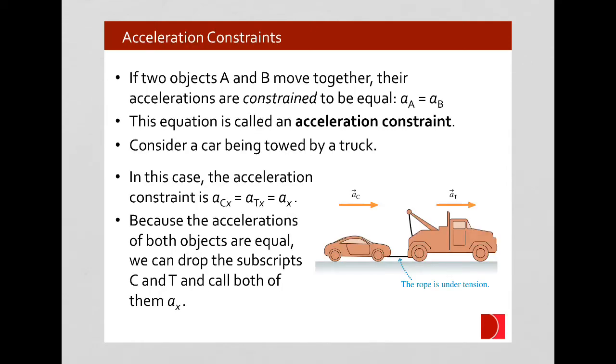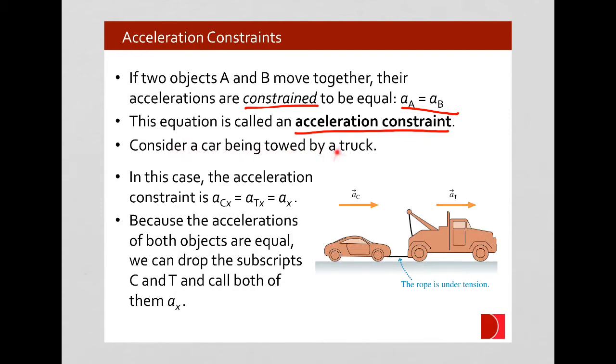When you have two objects that move together, their accelerations are constrained to be equal, so that the acceleration of one must equal the acceleration of the other. This is what we call an acceleration constraint. It seems simple, but it's a way to link two different equations, and it allows us to solve a more complex system as a series of equations.